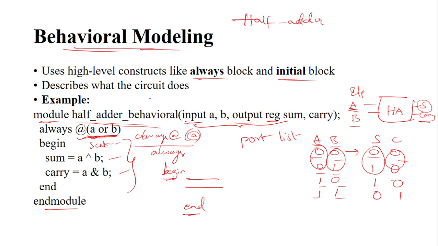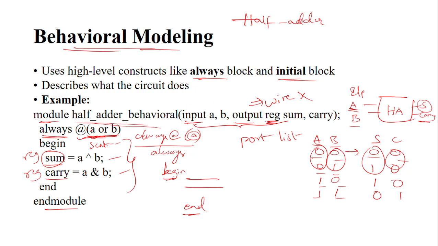Here one point is missing. Whenever you use this always block, you must and should represent these outputs with reg. It should not be wire. The always block is only for when we want to assign, meaning sum, carry, whatever you want to assign. So it must be reg only. You have to represent it with reg.